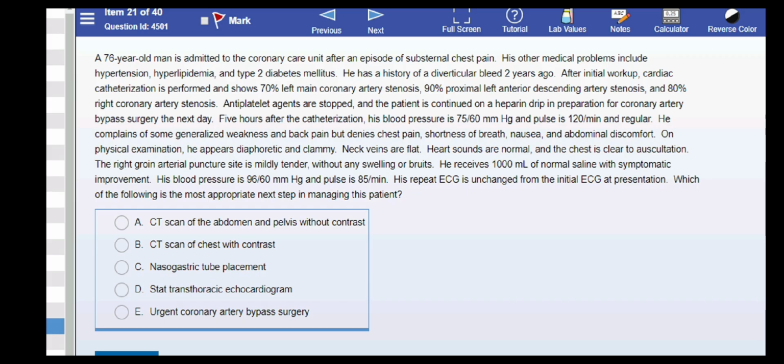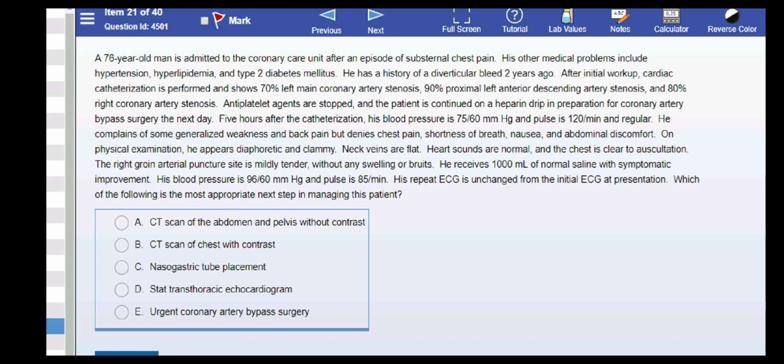So we have here a 76-year-old man admitted to the coronary care unit after an episode of substernal chest pain. His other medical problems: hypertension, hyperlipidemia, type 2 diabetes mellitus. He has a history of diverticular bleed 2 years ago. After initial workup, we did a cardiac catheterization.